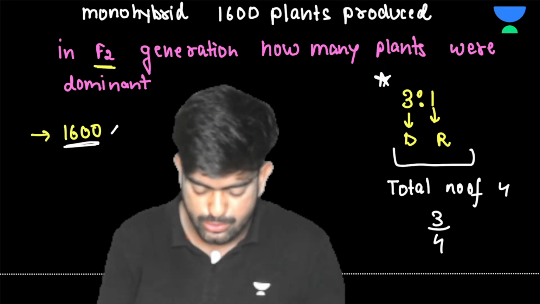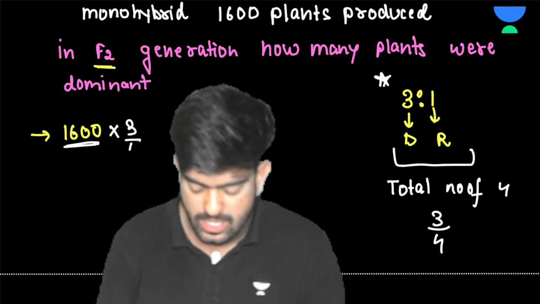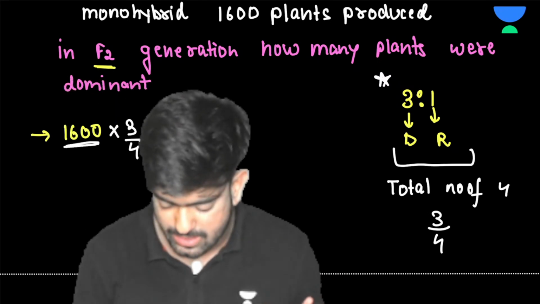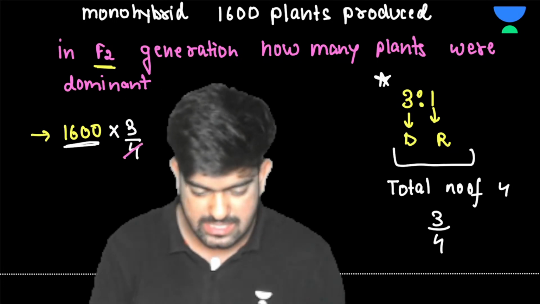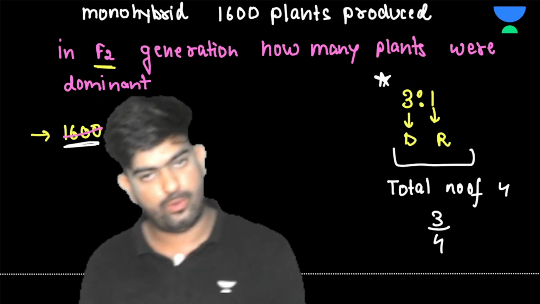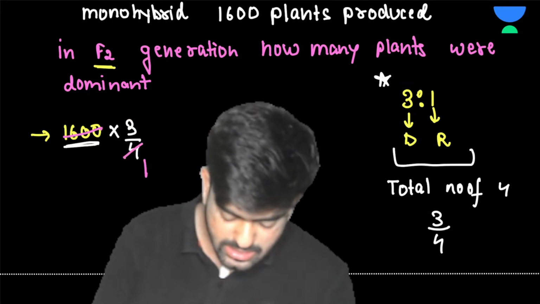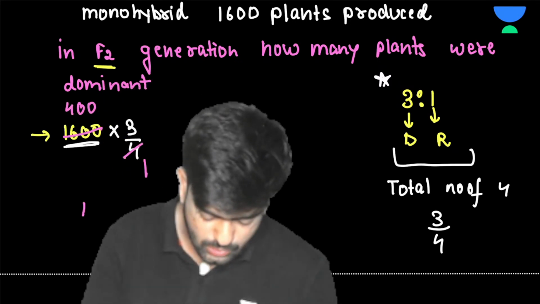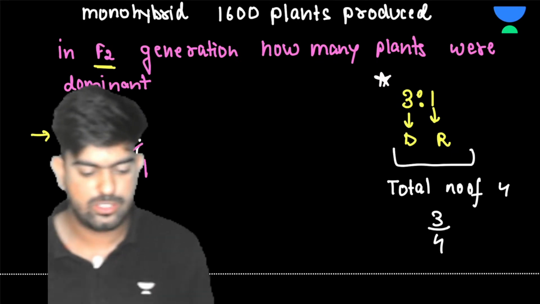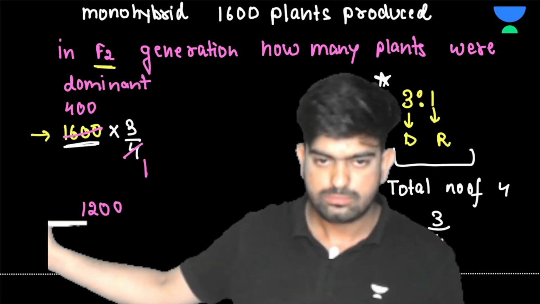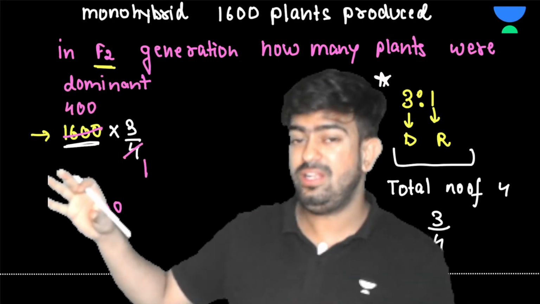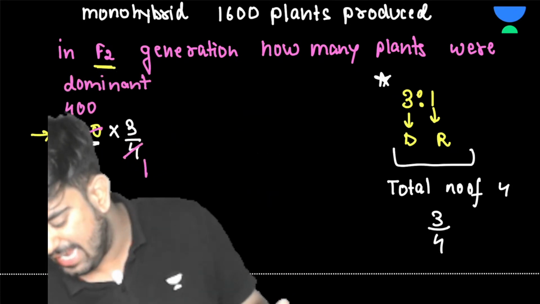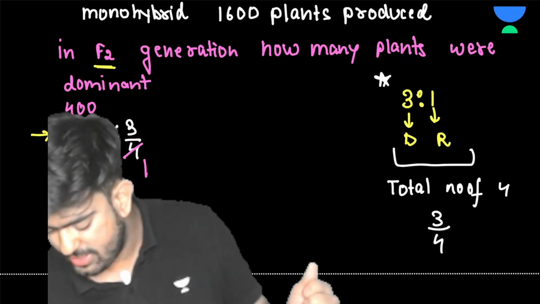So what we are going to do is 1600 multiplied by 3/4. I think you know this basic mathematics, you can solve it. 4 1s are 4, 4 2s are 8, 4 3s are 12, 4 4s are 16, 0 0, 4 3s are 12, 0 0. So the answer is 1200. Yes or no? Clear to everyone? So 1200 plants are dominant. Very good. We did the first question.